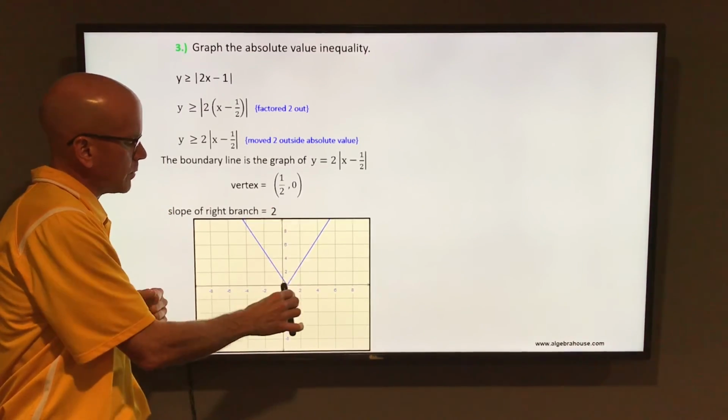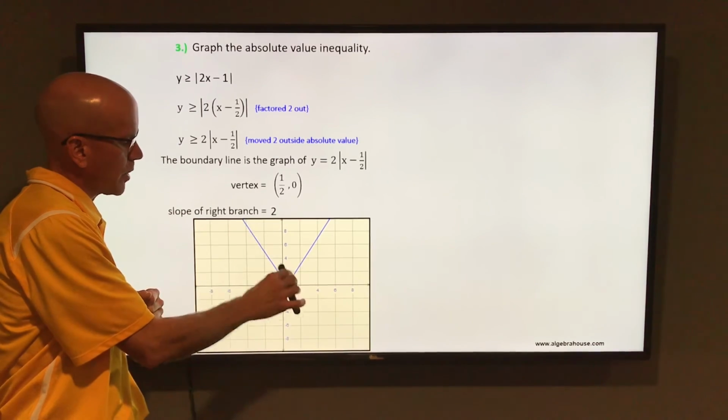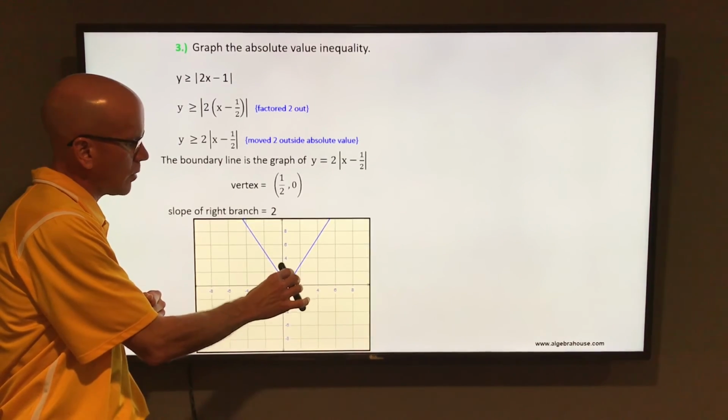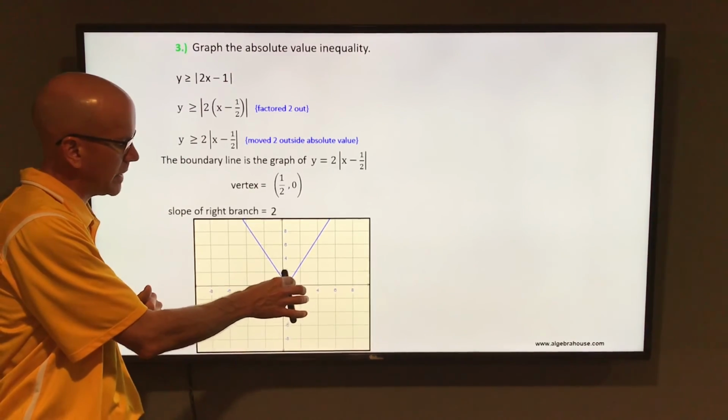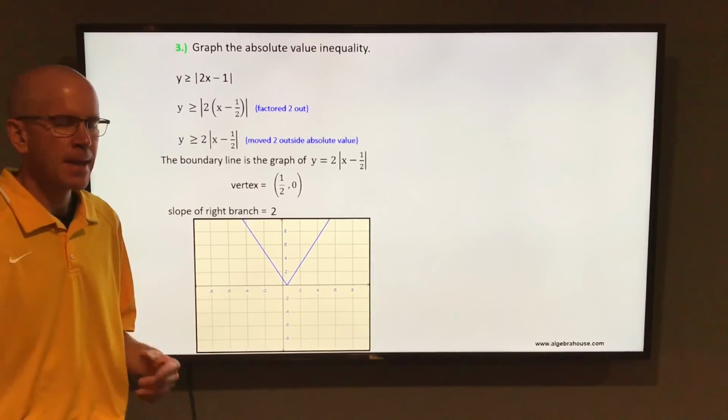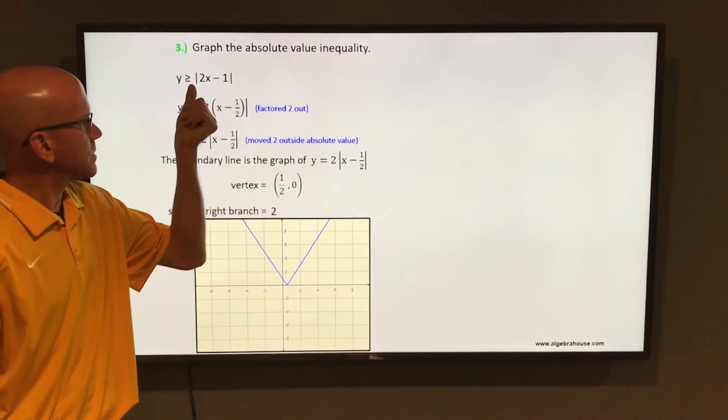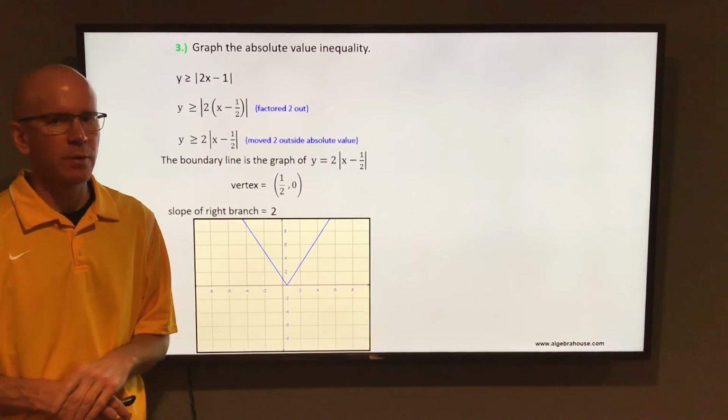So the vertex is at 1/2, 0. Slope of the right branch is 2. From that vertex, go up 2 and to the right 1. The left branch is symmetrical, so the slope would be -2. Go up 2 and to the left 1. That's the boundary. That's a solid line because you have the greater than or equal to sign.